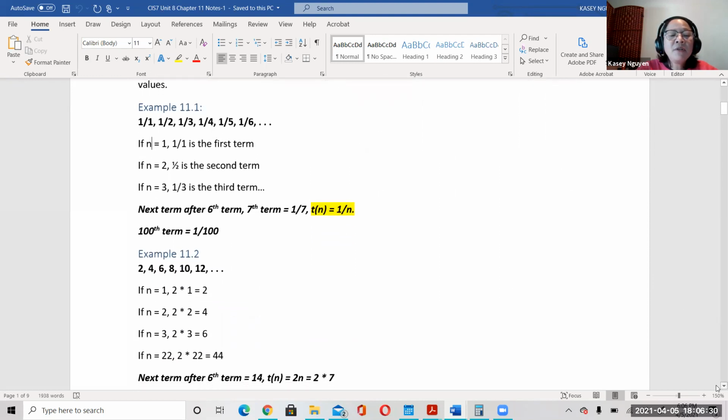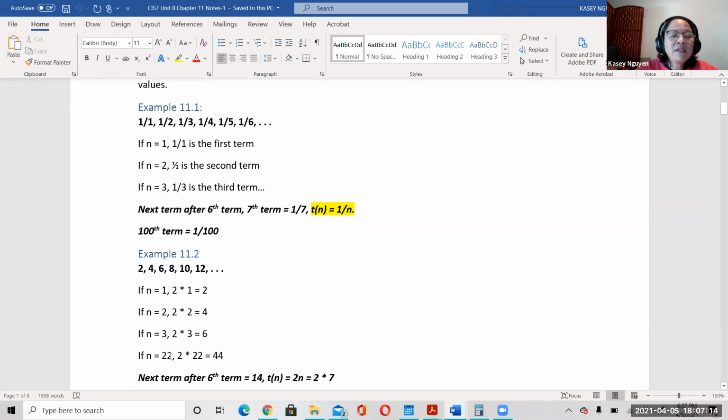In example 11.2, we have even numbers, or even integers. We would have 2, 4, 6, 8, 10, 12, and so on. So we would start with, if n is equal to 1, we would have 2 times 1, which gives us 2, the first number. Then we can say for the second term, when n is equal to 2, we would have n times 2, which gives us 4. 2 times 2 is 4. And then when n is 3, we would take 2 times 3, that gives us 6.